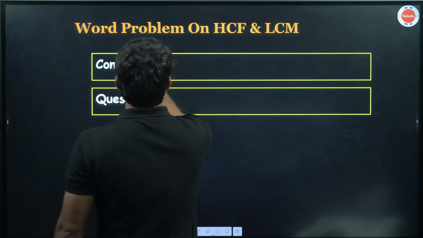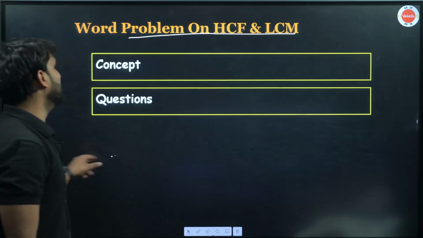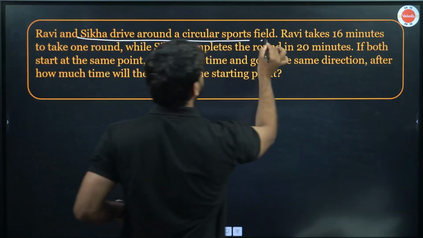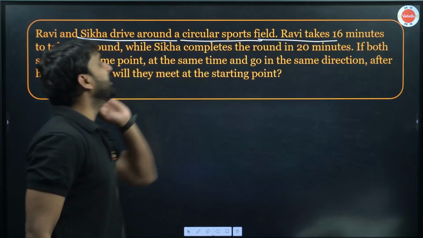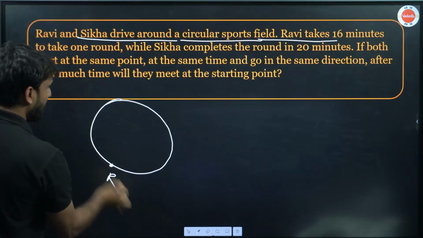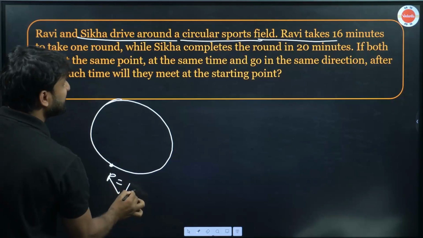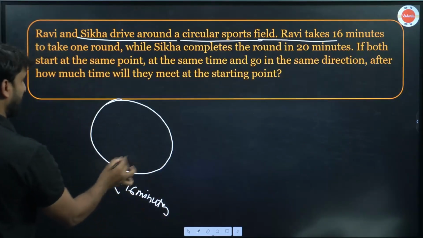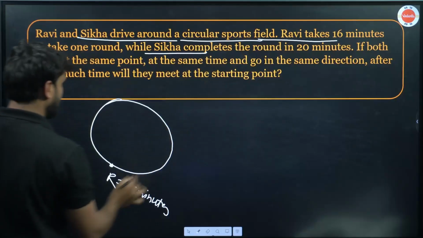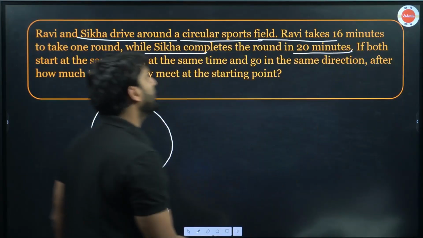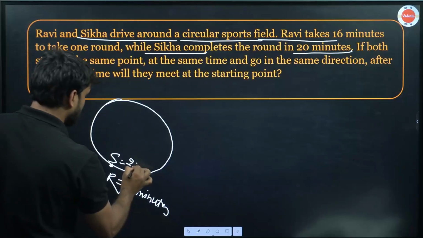Solution is given here. Now, what about a problem based on HCF and LCM? So Ravi and Shikha drive around a circular sports field. Ravi takes 16 minutes. Okay, so there is a circular track and Ravi is starting from here, and Ravi takes 16 minutes to complete one circle. And from the same point Shikha is starting, and she takes 20 minutes to complete one circle.